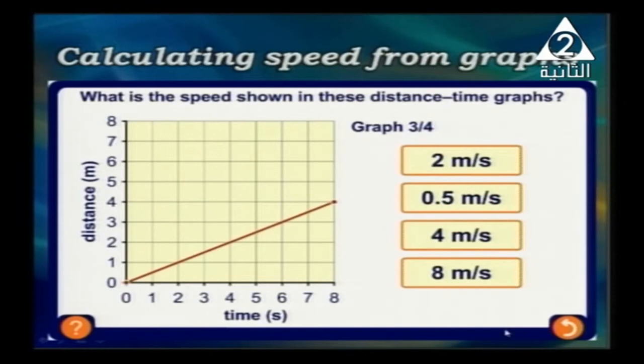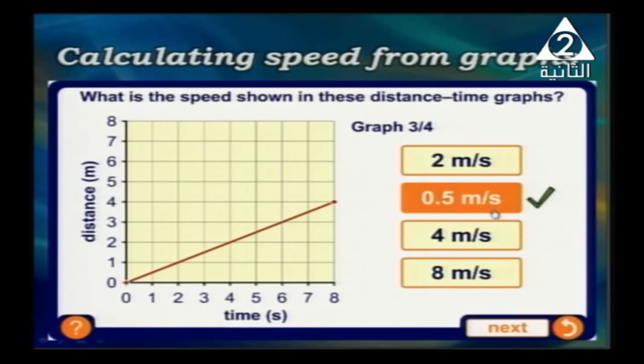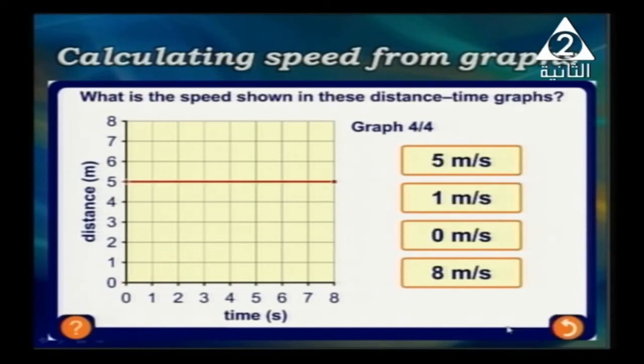After that we have the next. We have 4 divided by 8, it means 2, mister. No, it's wrong. It's 4 divided by 8, not 8 divided by 4. It's 0.5. Excellent, thank you. After that we have the next.